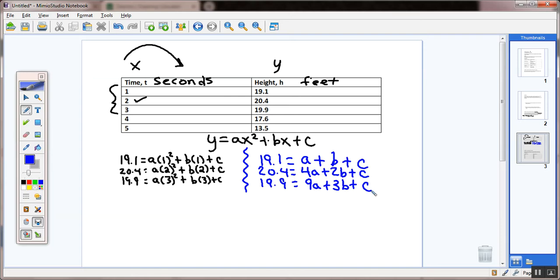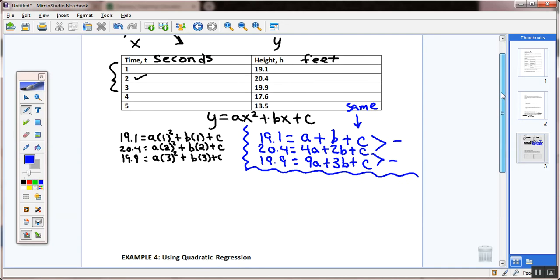I'm going to look at this column right here and say, hey, everything right here is the same. So from this right here, I say, well, if the c's are the same and the signs are the same, would I add or subtract row 1 and row 2? Subtract, right? Same thing here. C and C, both positives. Subtract. So let's do that to form a new equation here. We're going to go from 3 equations with 3 unknowns down to 2 equations with 2 unknowns.